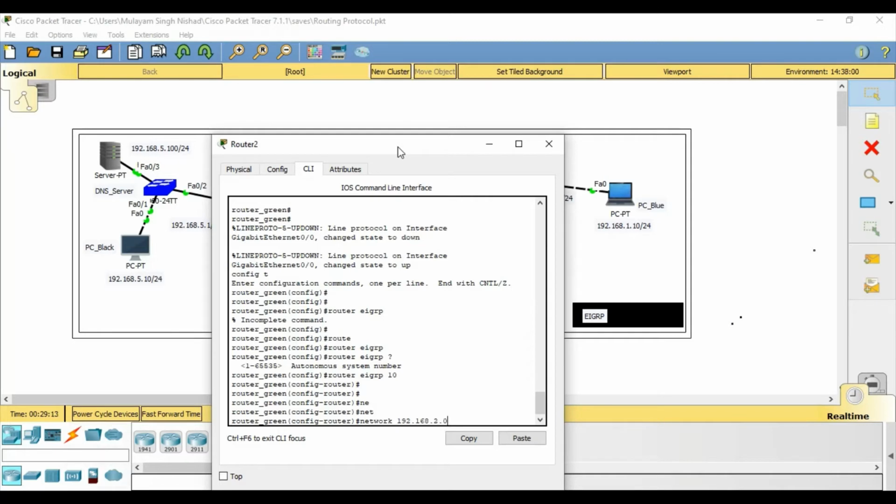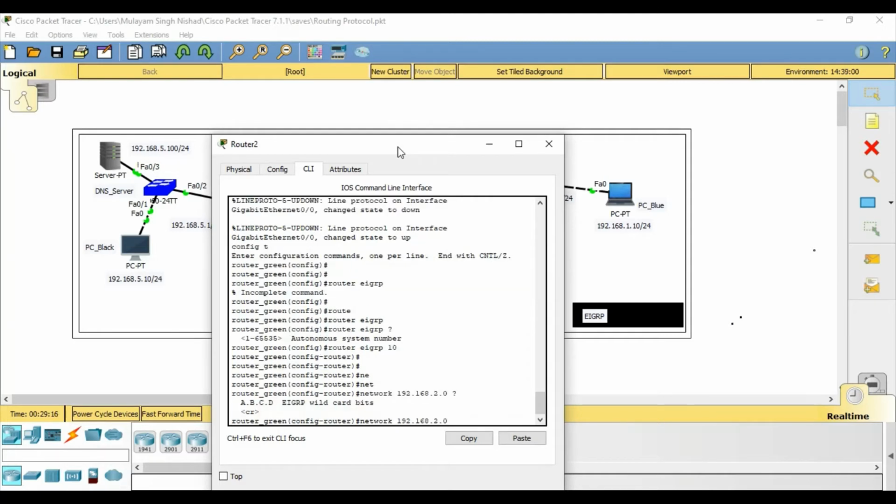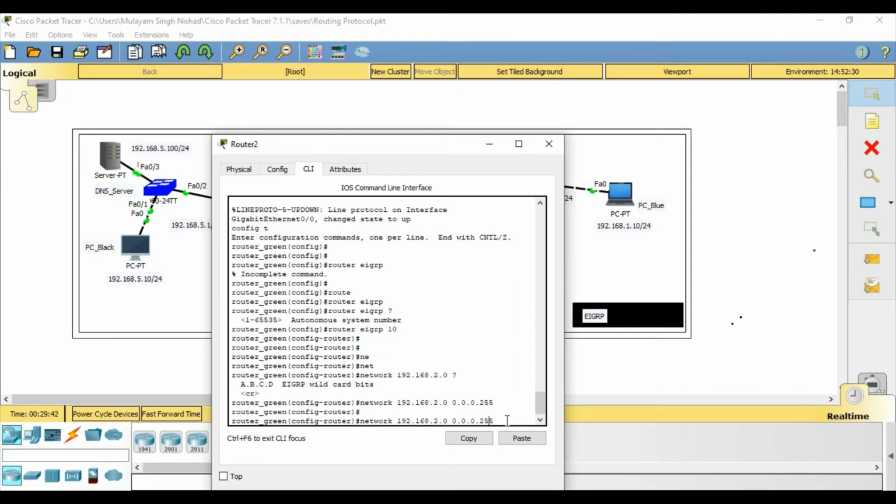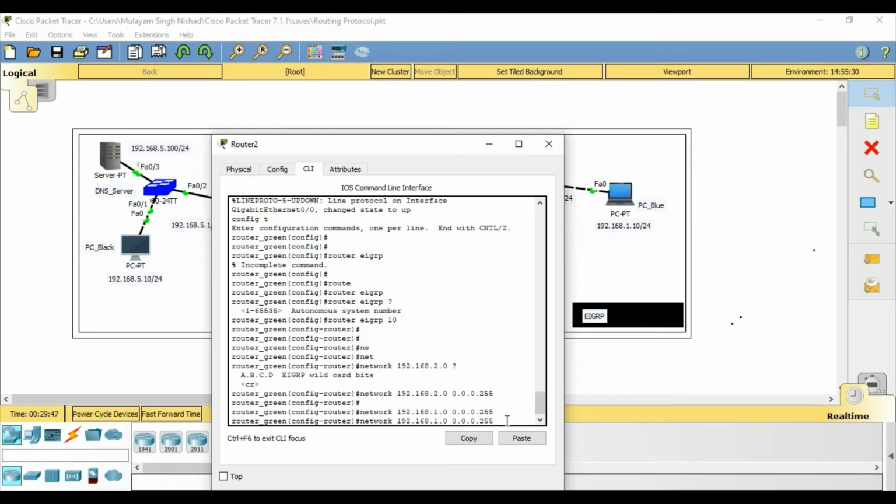2.0 with wildcard mask 0.0.0.255. So for /24, the wildcard mask is this. You can remember it, and otherwise you can refer to my other video where the wildcard mask is described in detail. So wildcard mask, good. And another network is 1.0 and the last network is 3.0. That's it.